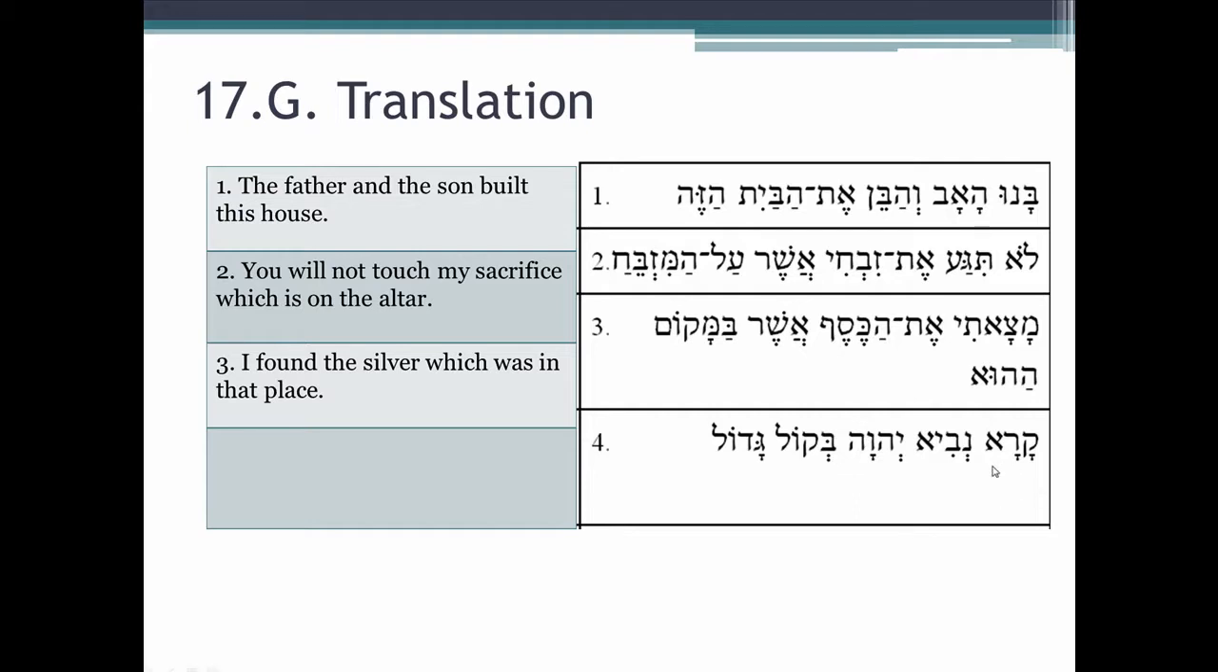Number 4, kara nevi Adonai bekol gadol. We have kara is our verb form, no prefix, no suffix. That means it's Qal perfect, third masculine singular. He called out. But who's the he? Who's the subject? Well, it's nevi Adonai. The prophet of the Lord called out bekol gadol, with a loud voice, or with a great voice. It's not the loud voice because there's no definite article, but there's still agreement here in definiteness because neither one has the definite article.